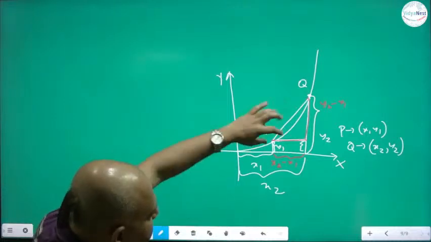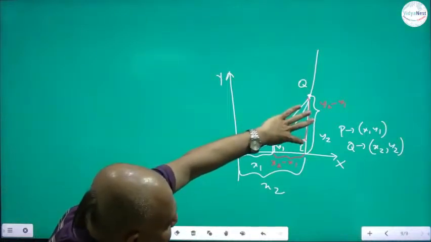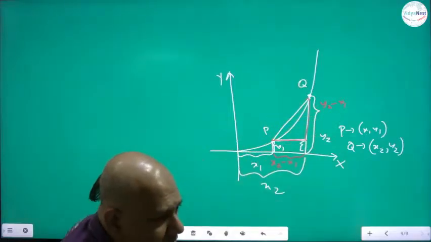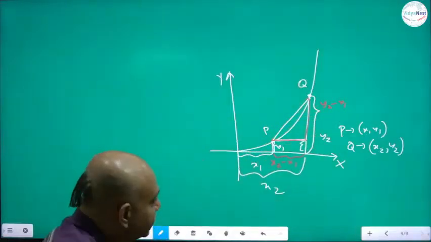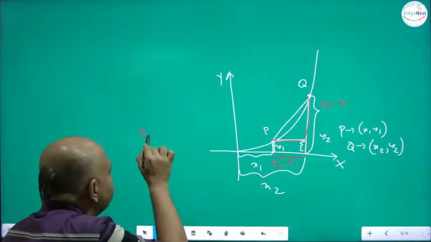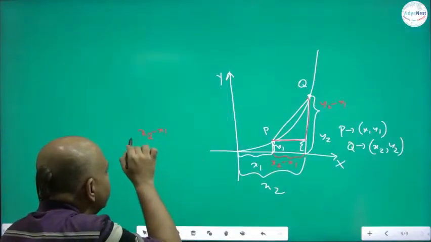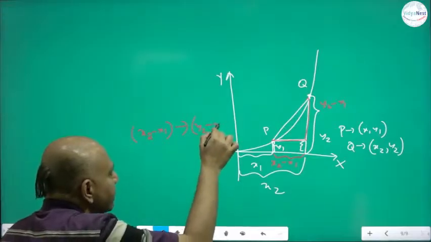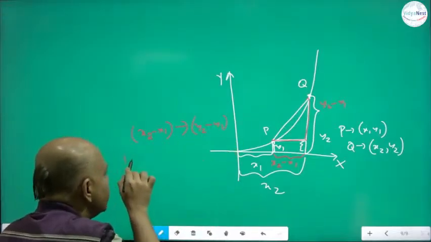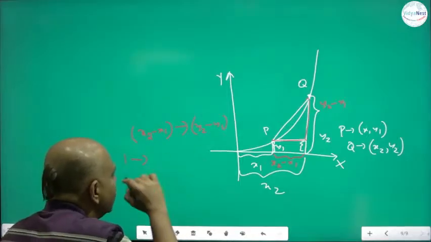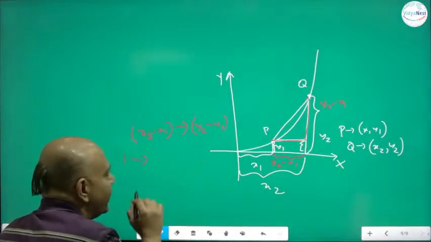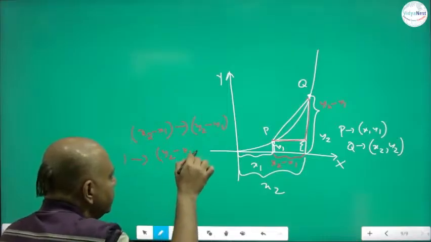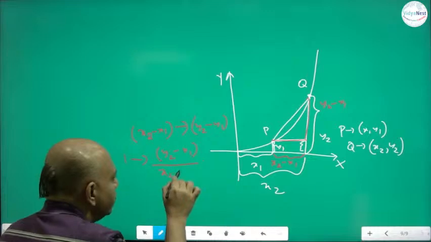That means in the change of x2 minus x1, there is a change of y, y2 minus y1. So we can write, due to the change of x2 minus x1, what is the change of y? y2 minus y1. So due to the unit change, what is the rate of change of y with respect to x? I can write y2 minus y1 divided by x2 minus x1.